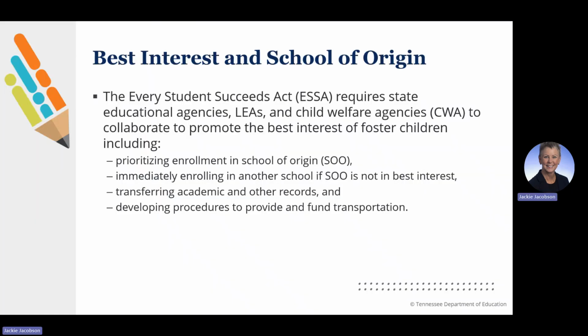The work that we do is grounded in the Every Student Succeeds Act, or ESSA. ESSA requires state educational agencies, local education agencies, and child welfare agencies to collaborate to promote the best interest of foster children. To do this, we prioritize enrollment in the school of origin. We immediately enroll in another school if that school of origin is not in the child's best interest. We must transfer academic and other records immediately, and we must develop procedures to provide and fund transportation to maintain that student in the school of origin.